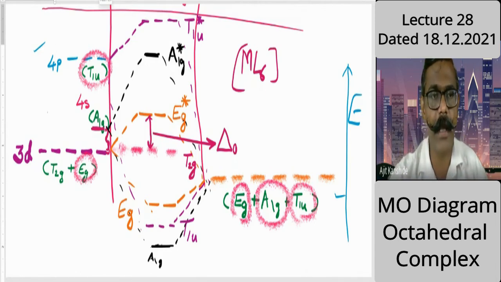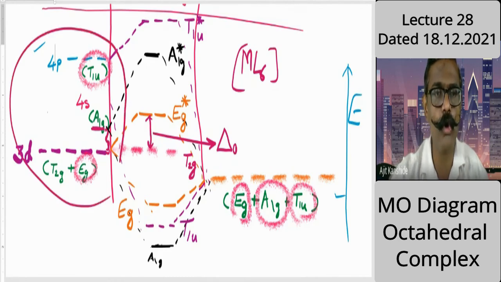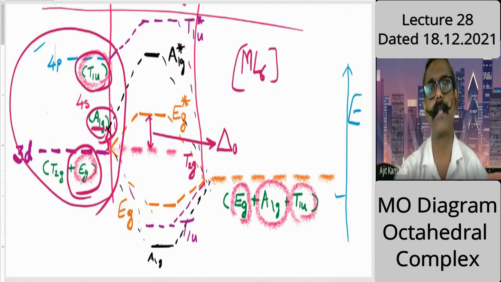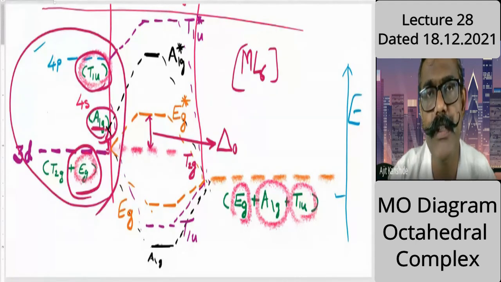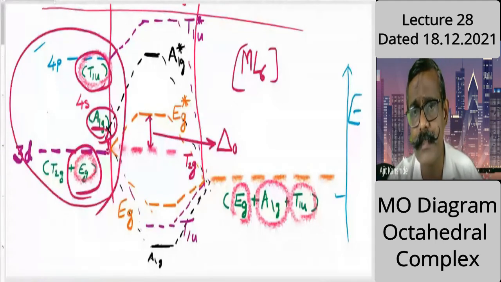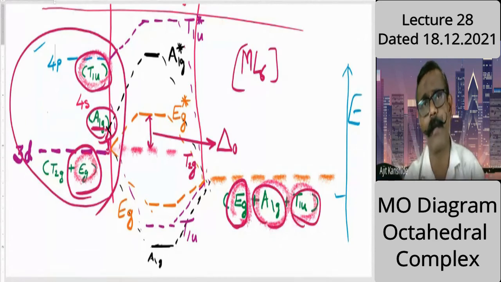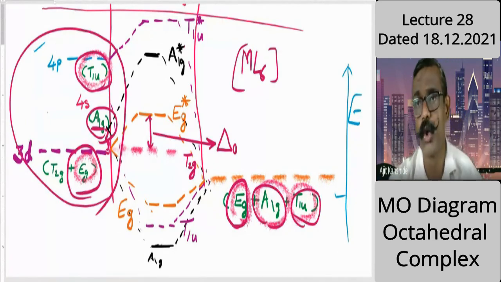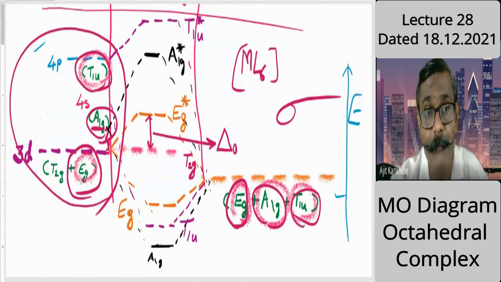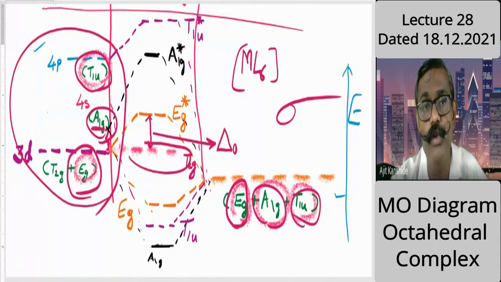The metal ion has 9 orbitals. Out of those, only 1 A1G and 3 T1U, 6 orbitals in all, are suitable for sigma bonding. As per molecular orbital theory, the ligands should also have the same orbitals, A1G and T1U. The 6 orbitals from the ligands and 6 orbitals from the metal ion overlap to produce sigma bonding. The orbitals not involved in sigma bonding are non-bonding, that is the T2G orbitals.